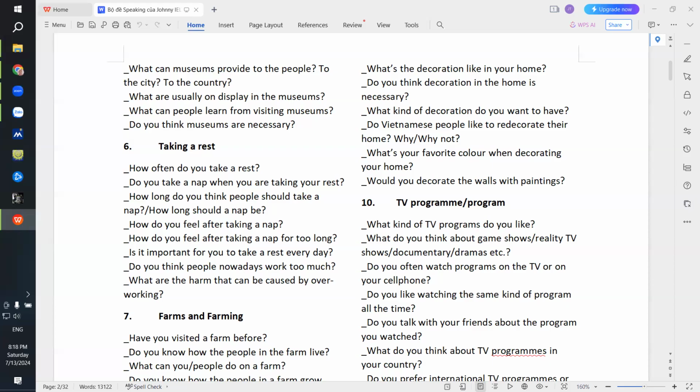So, Miss Jiao, please, would you decorate the walls with paintings or no?